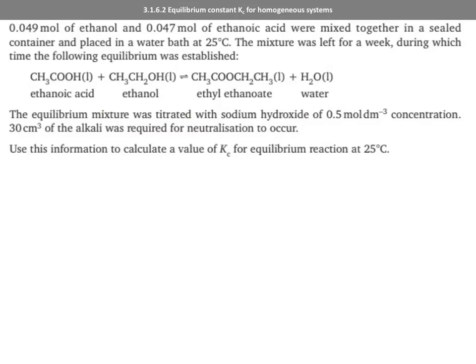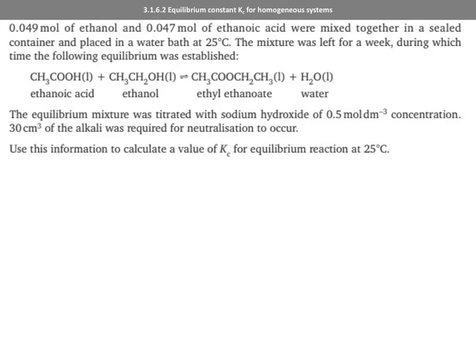Okay, so this is how a question could actually be presented. They're telling us the number of moles of ethanol and the number of moles of ethanoic acid that were mixed together. So that's the number of moles. They must be the initial moles. When they say were mixed together, the values before that are initial moles.